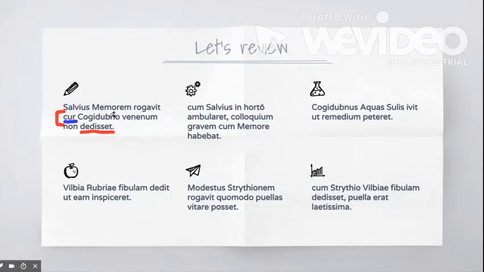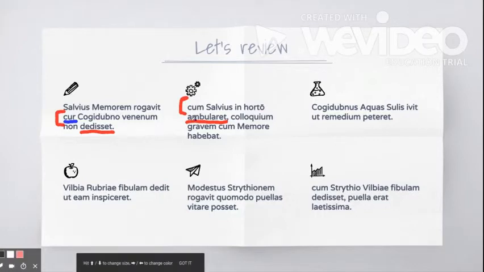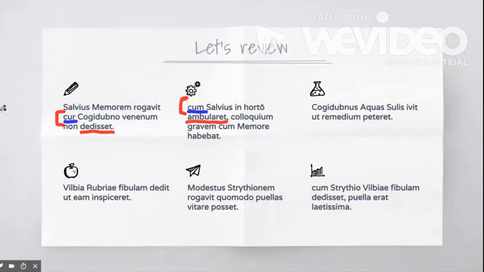In our second sentence, cum Salvius in horto ambularet, colloquium gravem cum Memore habebat. The subjunctive verb is ambularet. So we're going to start looking at this part of the sentence that goes along with ambularet. And let's go through our checklist. Does it have the word cum? Look at that. We don't even have to ask ourselves any more questions. It is officially a cum clause. When Salvius was walking in the garden, he was having a serious conversation with Memor.